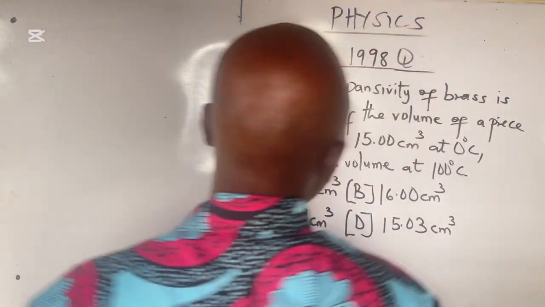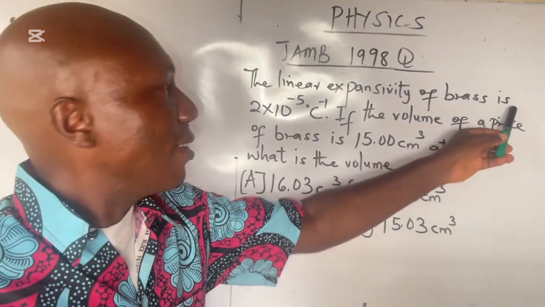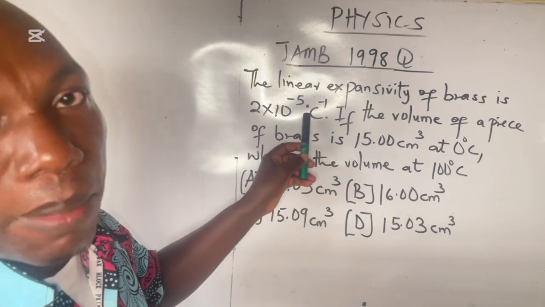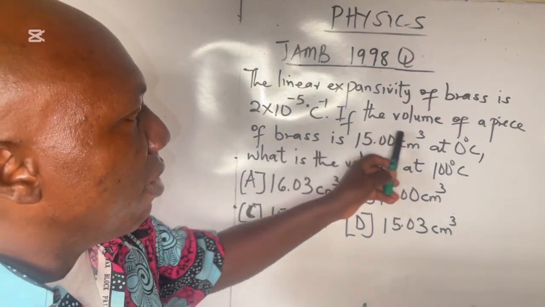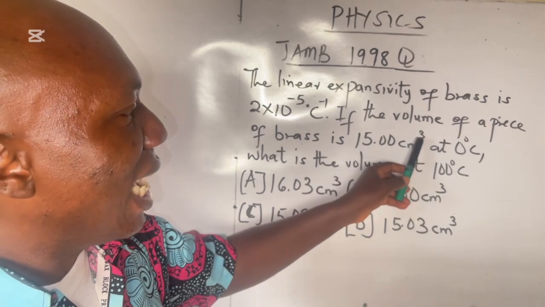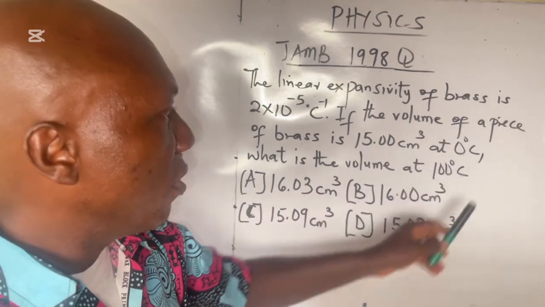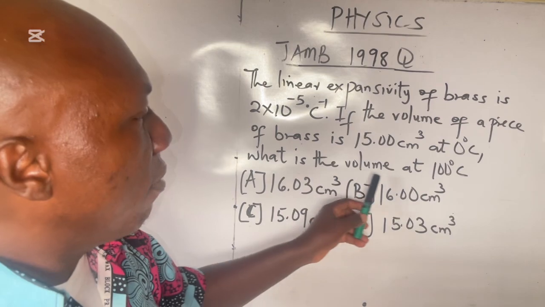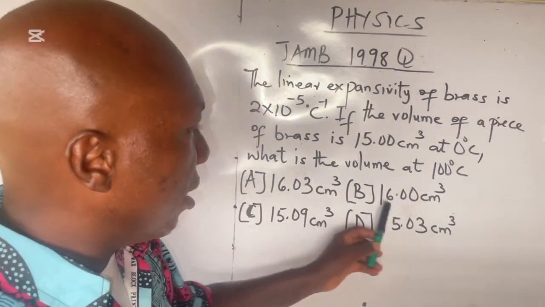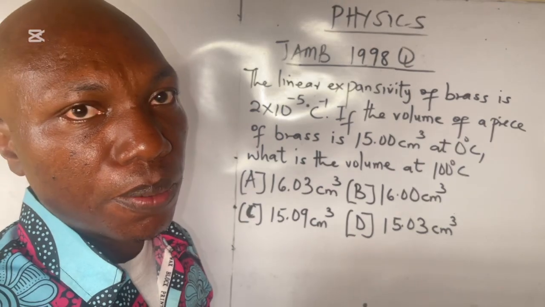We have the linear expansivity of brass is 2 times 10 to the power minus 5 per degree Celsius. If the volume of a piece of brass is 15.00 centimeter cube at 0 degrees Celsius, what is the volume at 100 degrees Celsius? And we are given the options.